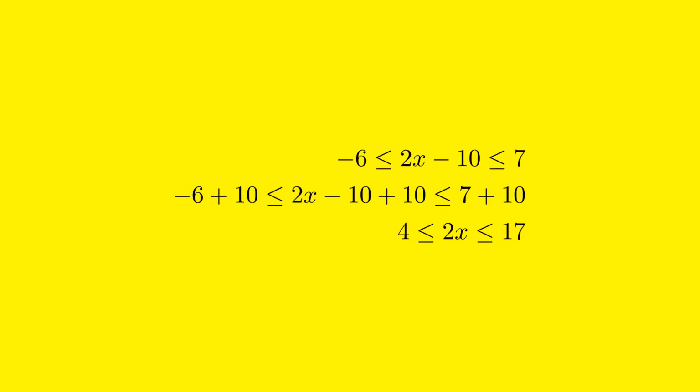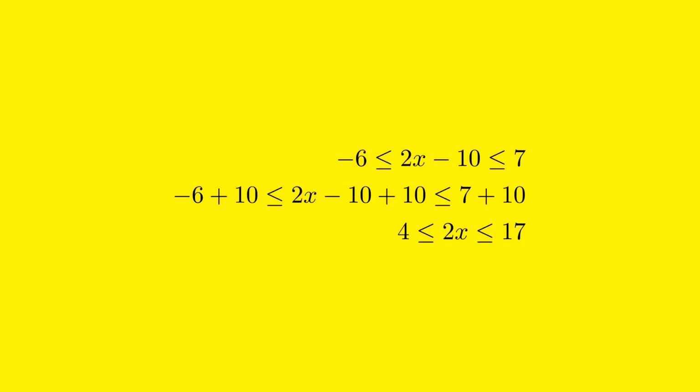Step 2. Now that we have the simplified inequality negative 6 less than or equal to 2x minus 10 less than 7, we need to continue isolating the x variable in the middle part of the inequality. Next, let's get rid of the minus 10 by adding 10 to all three parts of the inequality. When we add 10 to negative 6, we get 4. When we add 10 to 2x minus 10, only the 10 goes away, leaving us with 2x. When we add 10 to 7, we get 17. So now our inequality is 4 less than or equal to 2x less than 17.